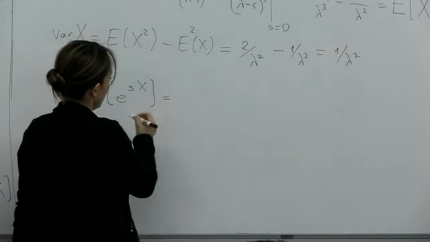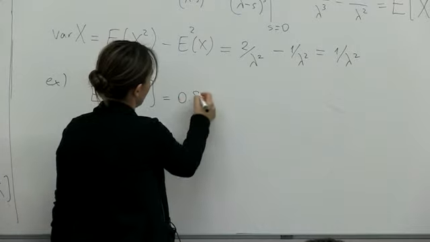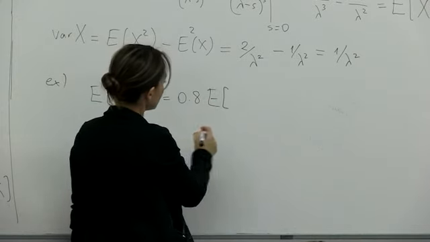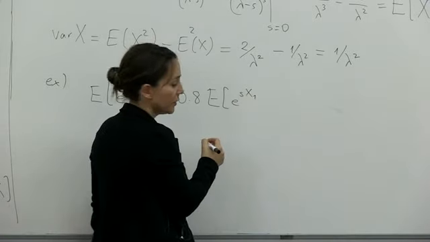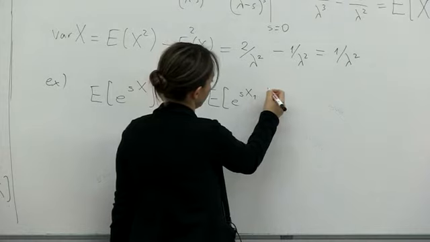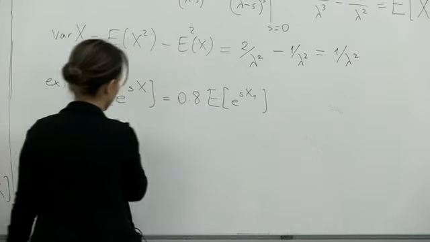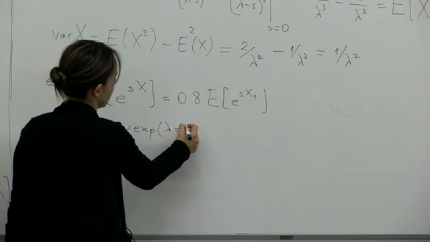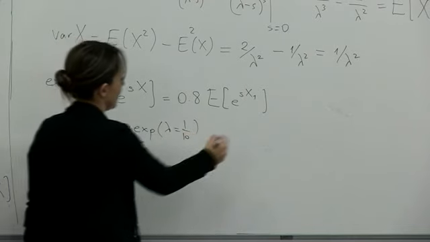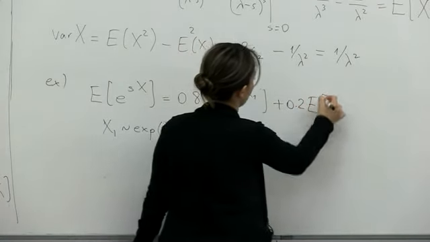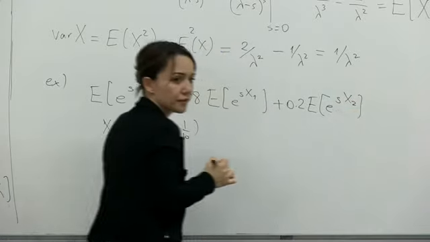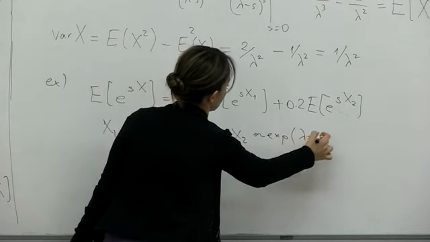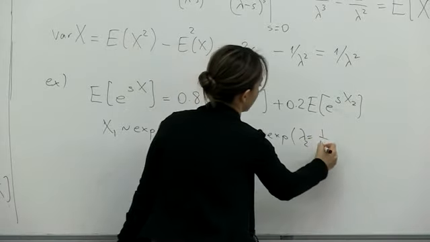So this is, with probability 0.8, the expected value of e to the sX1, where X1 is exponentially distributed at rate lambda 1 equals 1 over 10. And with probability 0.2, it's the expectation of e to the sX2, where X2 is exponential at rate lambda 2 equals 1 over 100.